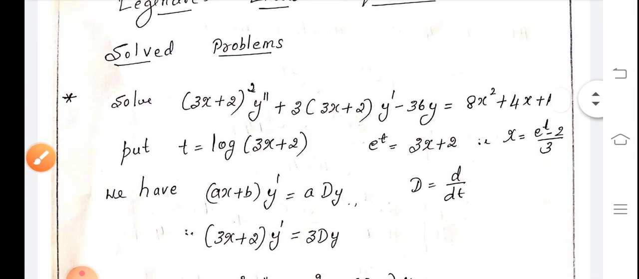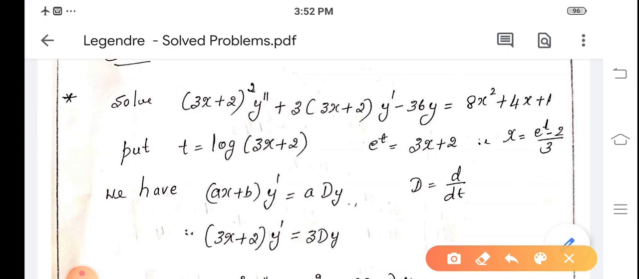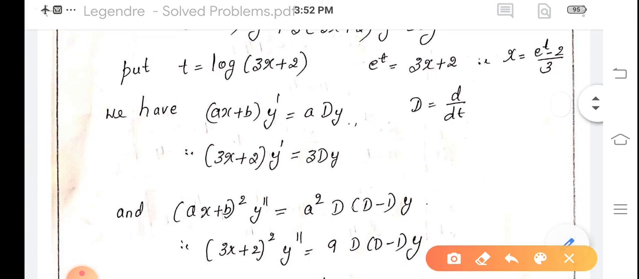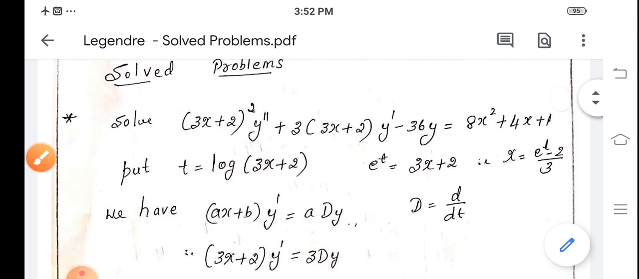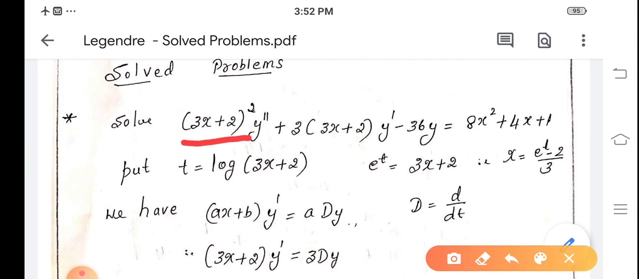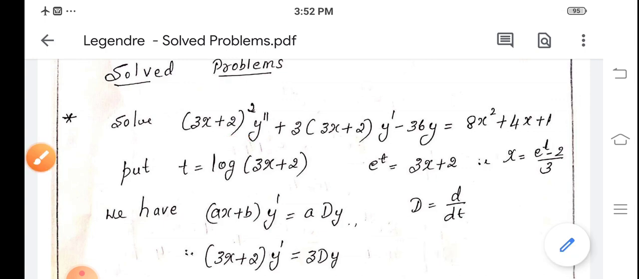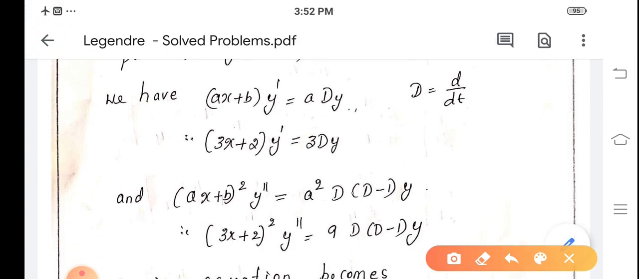For Legendre's equation, we have the substitution t = log(ax+b). But here we have to replace t by log(3x+2). Then e^t will be 3x+2, or we can write x as (e^t − 2)/3. And we have the formula (ax+b) y' = a Dy, where D stands for d/dt. But in the given problem, in place of ax+b we have 3x+2. So here the value of a is 3. Therefore (3x+2) y' = 3 Dy.